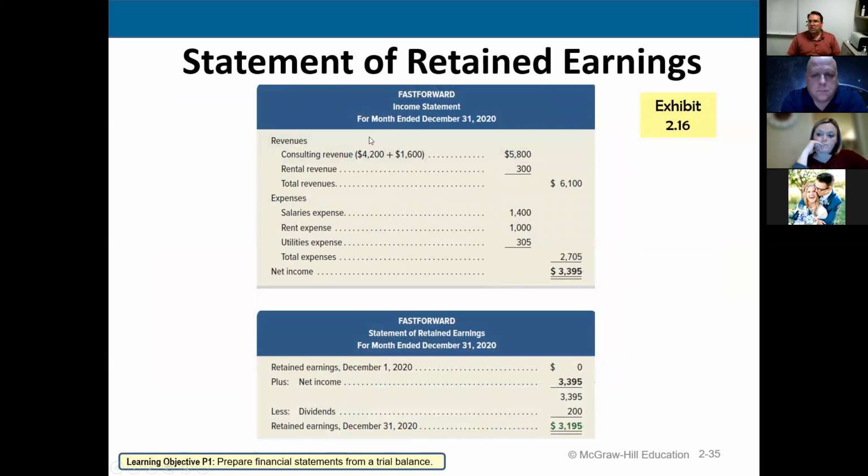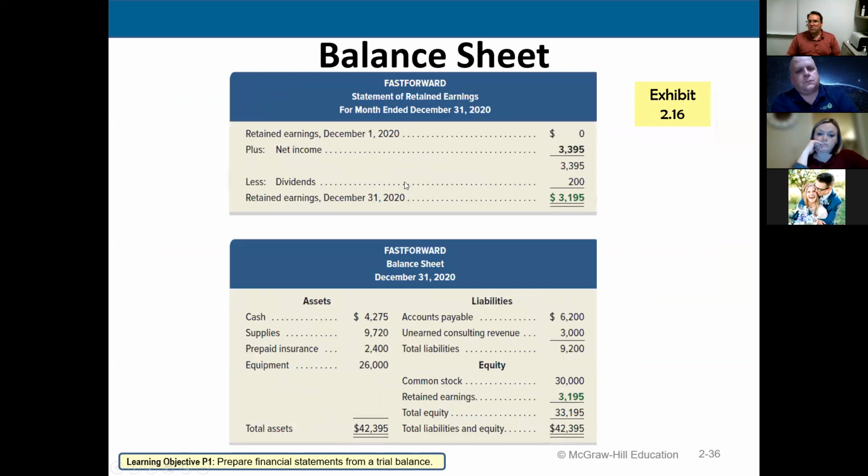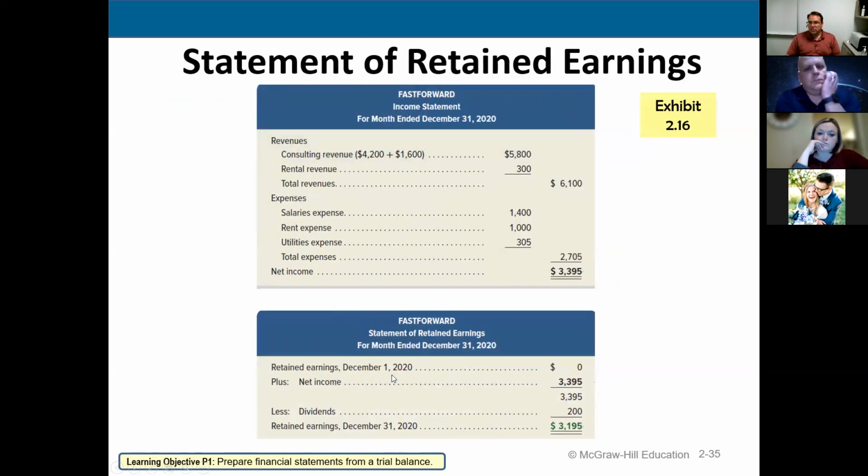Then we have a statement of retained earnings, which has any earnings or profits the business has made. At the beginning of the period, since it was a new business, it had zero. Then you add any net income that they made, subtract any dividends, those are profits or earnings paid out to the owners. And at the end, you're left with the ending retained earnings. So the earnings the business made that they didn't pay out are the earnings that they've retained or held in the business.